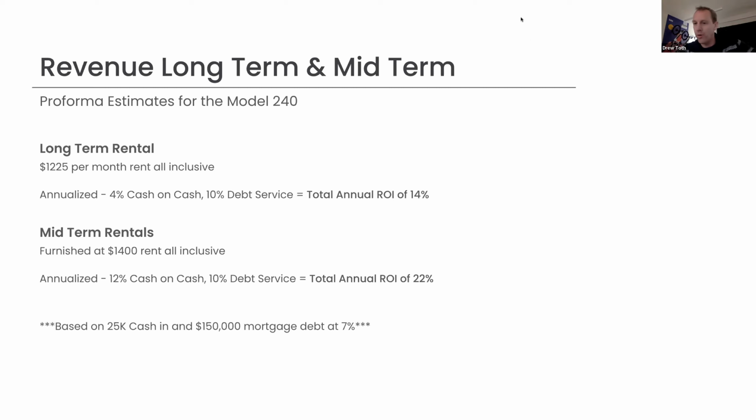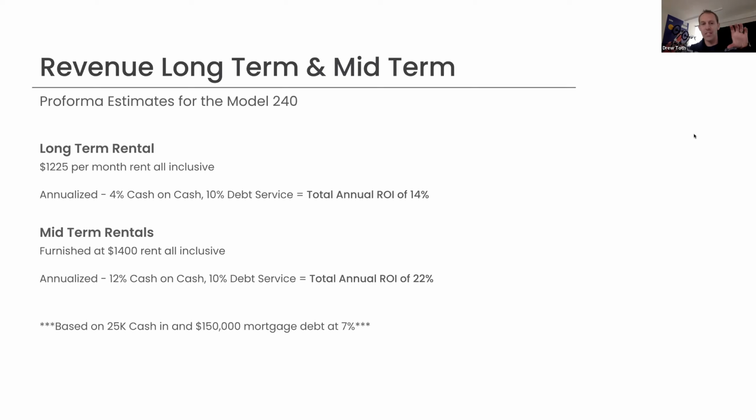So if you look at the first one, I did it as a long-term rental, and obviously where you are in Ontario or what province you are in and what location and city you're in will be based on what the rent is. So I did the first example at $1,225 per month as an all-inclusive rent. And based on those numbers, again, with $25,000 cash in and $150,000 on a mortgage at a 7% interest rate, servicing interest and capital pay down, your cash on cash return annualized would be 4%, and your debt service would be 10%. For 14% total annualized.